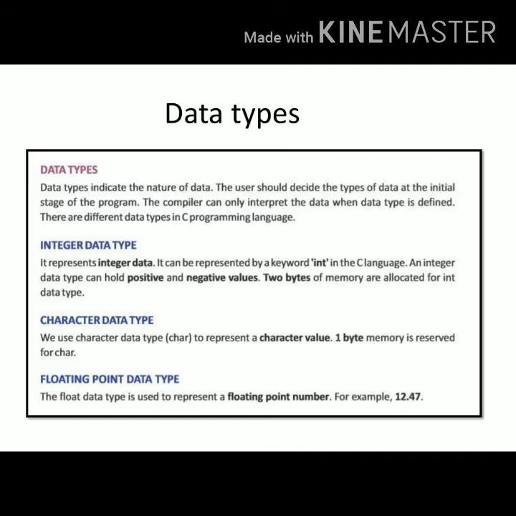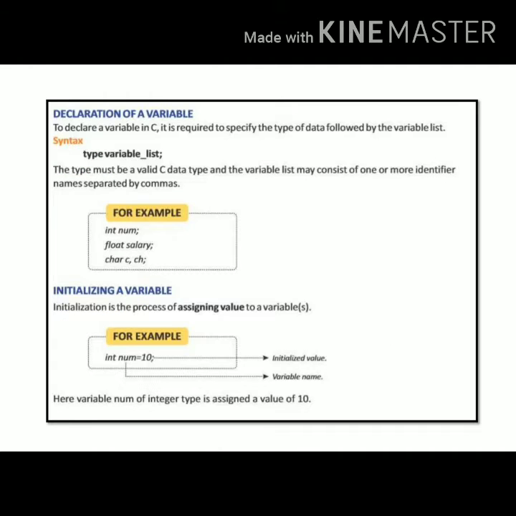Here integer can hold 2 bytes of memory. Character data type can hold 1 byte of memory, and floating point is used to represent floating point numbers, for example 12.47. So for decimals we say floating point.